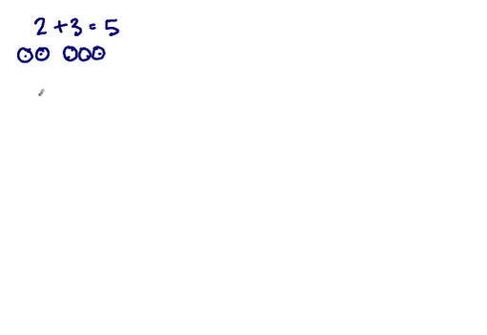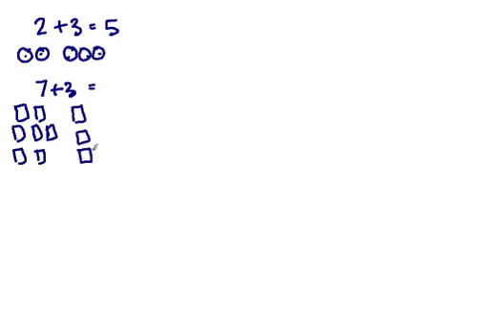Let's try one more example. Let's say you had 7 plus 3. So let's say you had 7 squares. So 1, 2, 3, 4, 5, 6, 7. And let's say your teacher adds in 3 more. So 1, 2, 3. So now how many squares do you have in total? You have 1, 2, 3, 4, 5, 6, 7, 8, 9, 10. So 7 plus 3 equals 10.